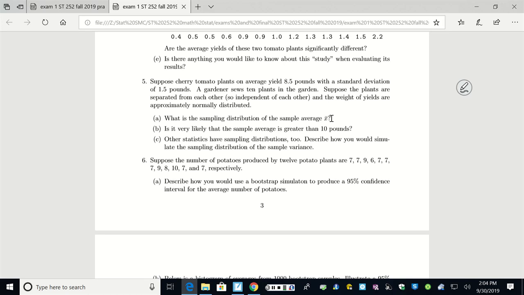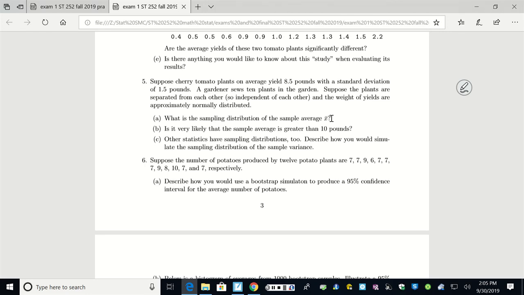Well, by the central limit theorem, X bar should be normally distributed, or close to it, with this average. And the important thing is that the standard deviation is no longer 1.5, it's 1.5 over the square root of 10. So it makes it smaller.